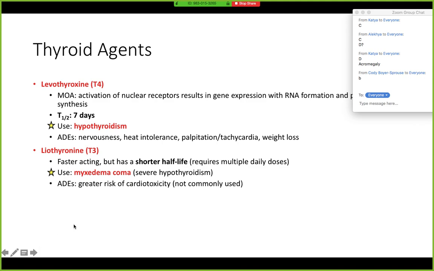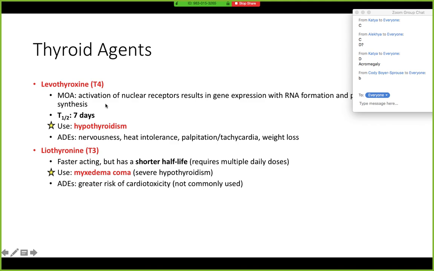Okay, so your thyroid agents are going to be levothyroxine and then liothyronine. And levothyroxine is kind of your first line or your preferred treatment for hypothyroidism. And then liothyronine is used to treat myxedema coma. So this is severe hypothyroidism.